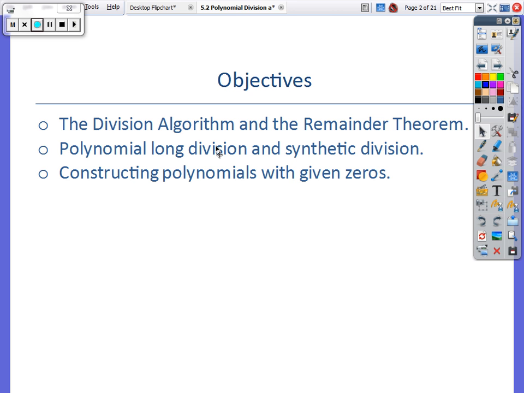Polynomial long division you're somewhat familiar with, hopefully, and it will allow you to divide any polynomial. Synthetic division is much quicker. However, it has some limitations because the divisor has to be a specific form. And then constructing polynomials with given zeros. So what we're doing is instead of breaking a polynomial down, we are constructing or making it ourselves in the equation.